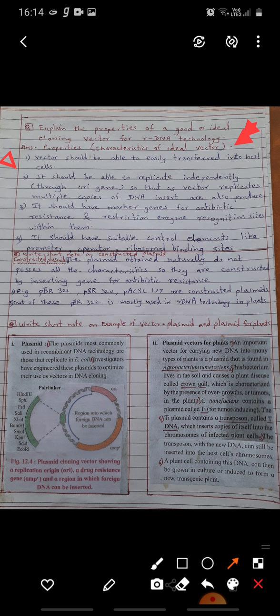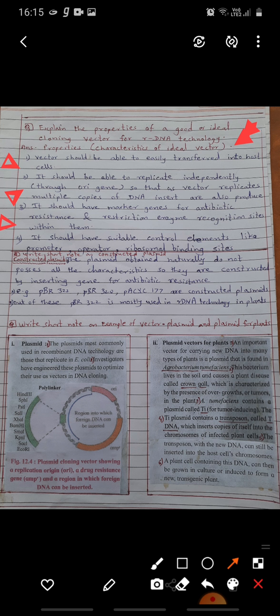The first property: the vector should be able to be easily transferred into the host cell. Second property: it should be able to replicate independently through the ORI gene, which is also called replication origin, so that as the vector replicates, multiple copies of the DNA insert are also produced.